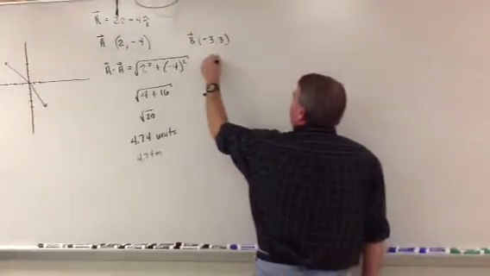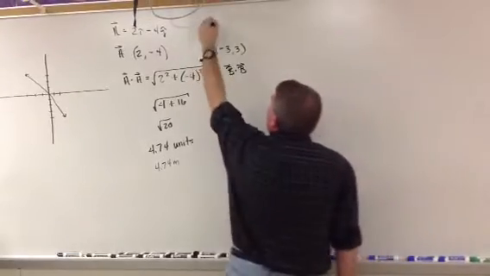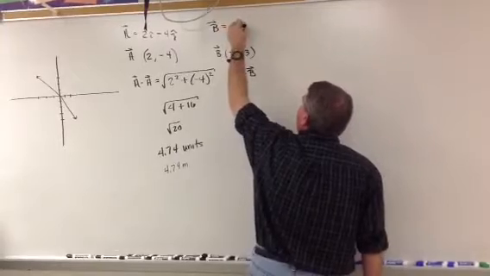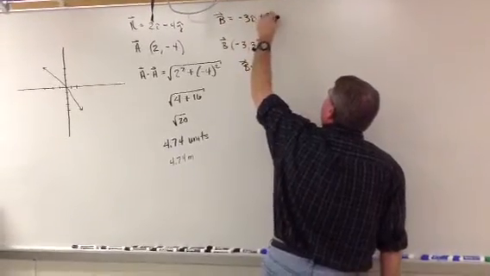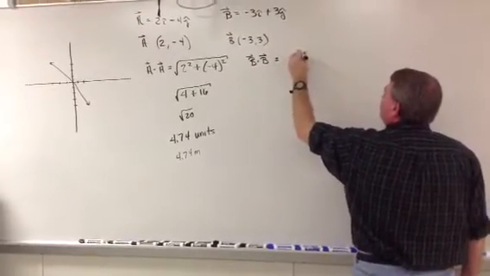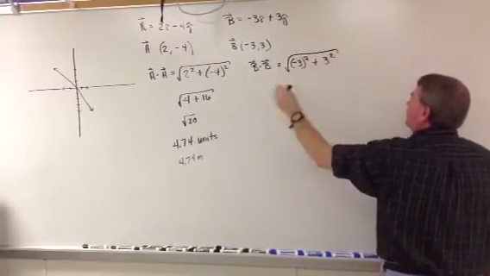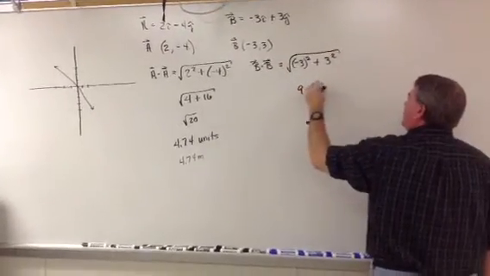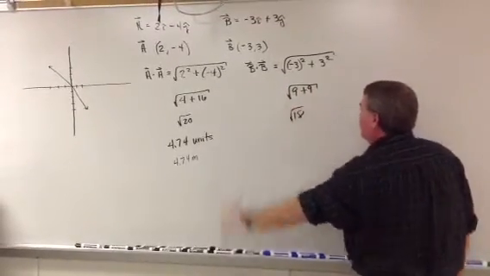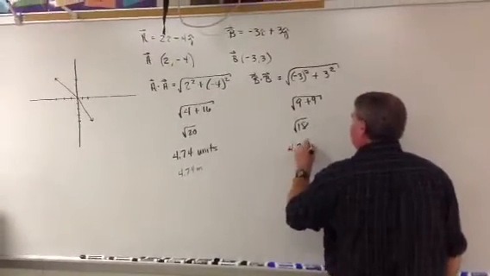All right, now if we take B and dot it with itself, take the scalar product of B. First, write this in the correct form. -3 i-caret plus 3 j-caret. That's going to be equal to -3 squared plus 3 squared. Take the square root. And 9 plus 9, square root of 18, and that's going to be 4.24 meters.